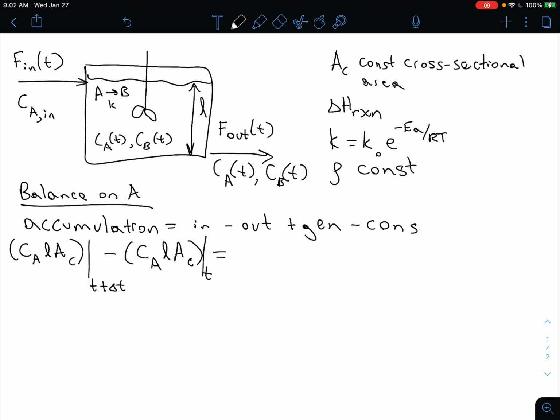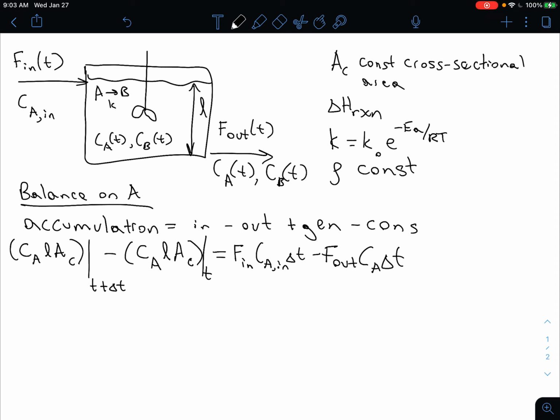One reason why it would change is because we have A flowing into the system. Our control volume is the tank itself. So A flows into the system through the input stream. So let's see how much flows in at a time step delta t. So it'd be F in CA in delta t. Likewise, A flows out. F out CA delta t.